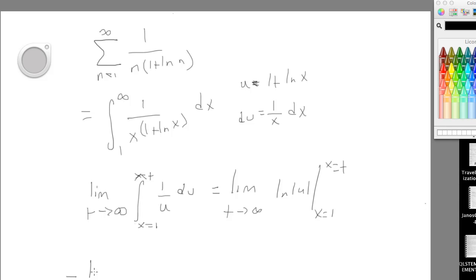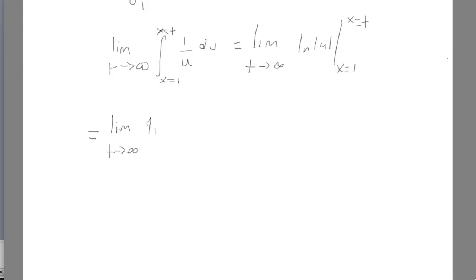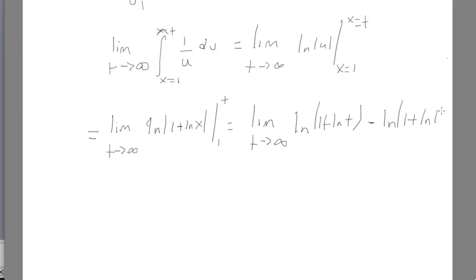Now to get that back in terms of x, I'm taking the limit as t goes to infinity of the natural log of the absolute value of 1 plus the natural log of x from 1 to t, which is the limit as t goes to infinity of the natural log of 1 plus the natural log of t, minus the natural log of 1 plus the natural log of 1.